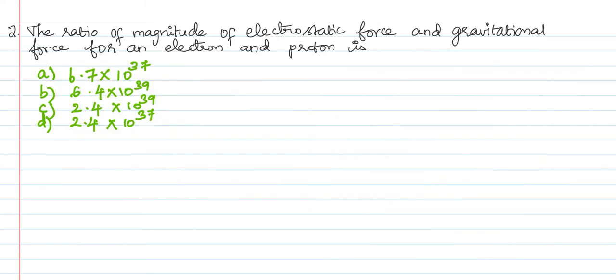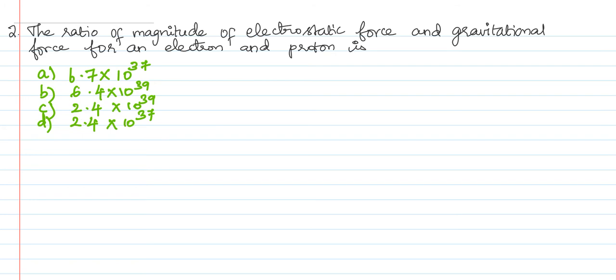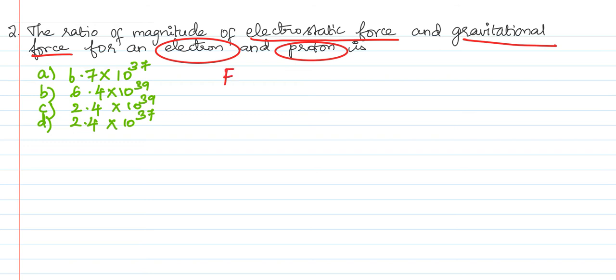For the second problem, we need to start our work like this. So you can see clearly the ratio of magnitude of electrostatic force and gravitational force for an electron and proton is given. Okay, so let us see how we are going to proceed. So first we need to understand the formula for the electrostatic force. Any formula is there for electrostatic force? Just now we saw in the first problem. It is Coulombic force only, no. So that formula is 1 by 4 pi epsilon naught into q1 q2 by r square.